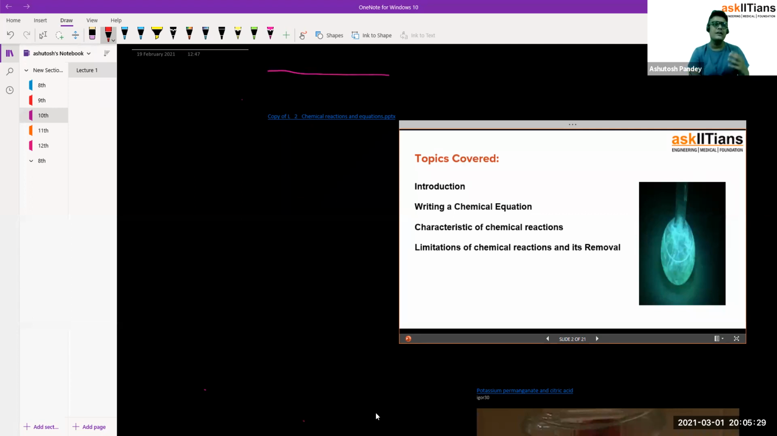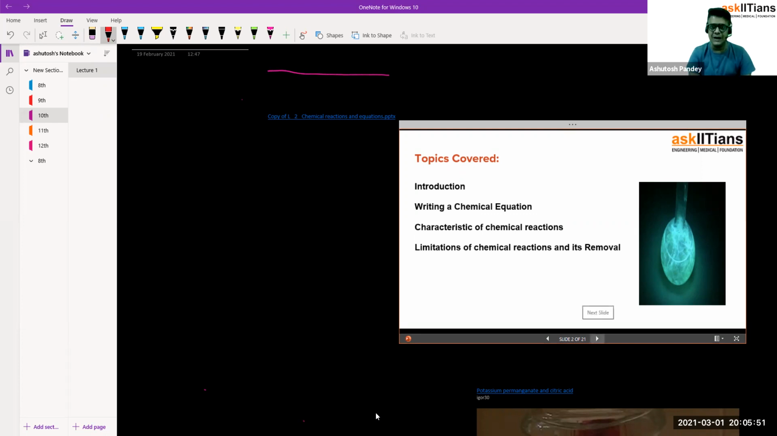Okay, there are certain limitations, and we are going to remove these limitations by using proper symbols for showing the state of the matter of the reactants and products. Okay, so let's start with this.